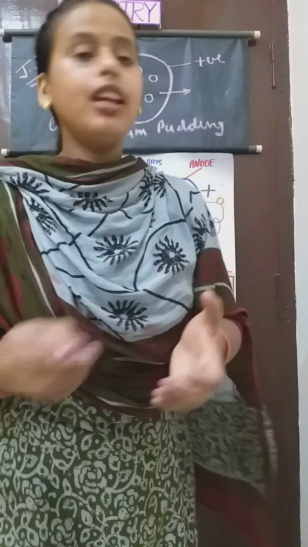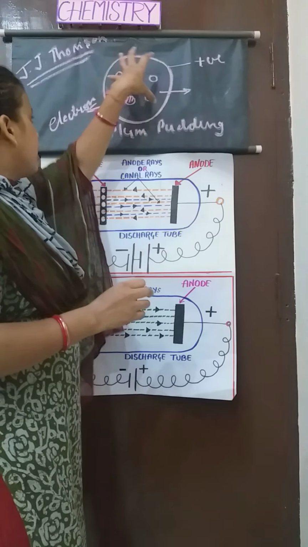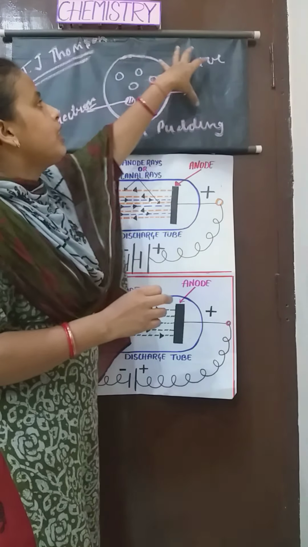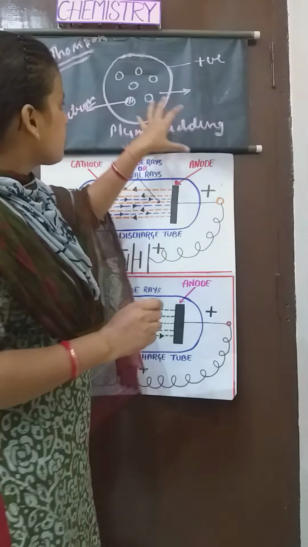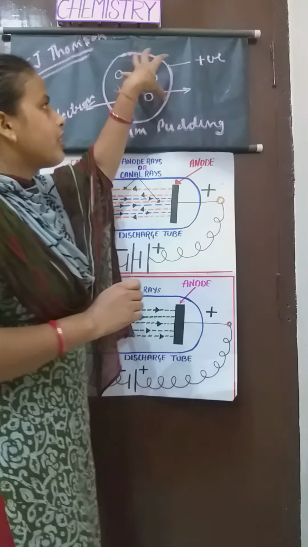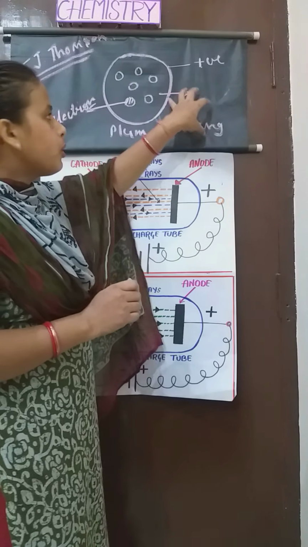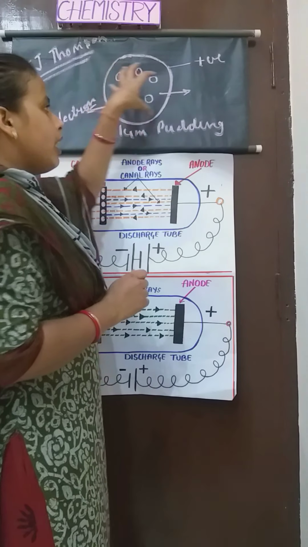In this model, he said that the number of electrons and the number of protons are equal. So he explained the electrically neutral atom: the atom is electrically neutral because he kept the number of electrons and protons equal.